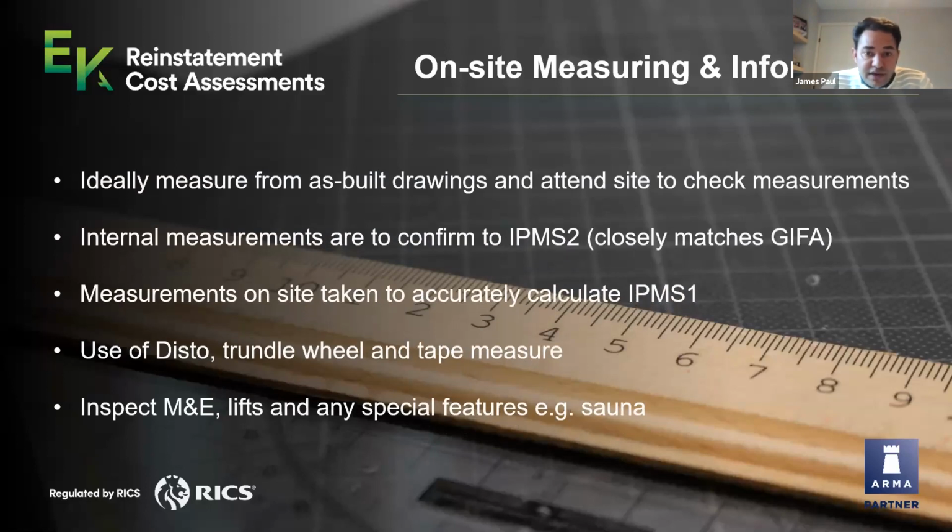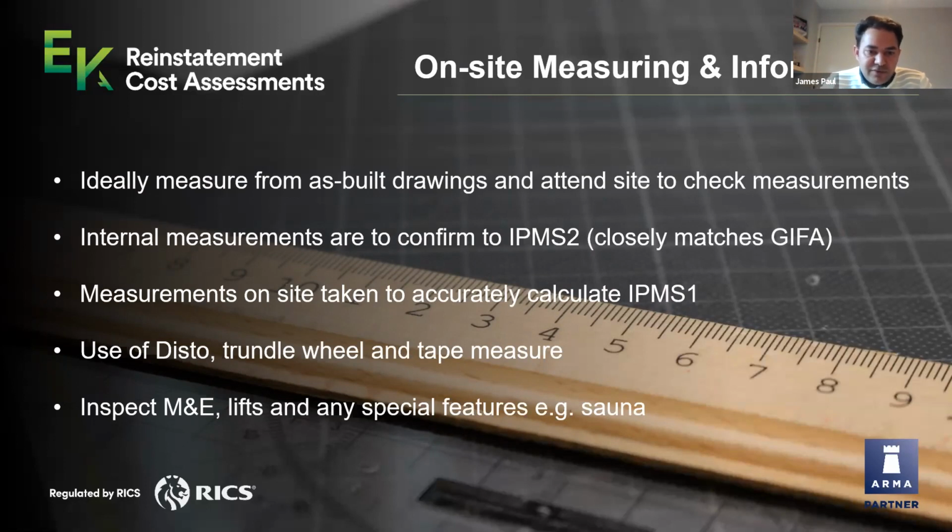Well, ideally we measure from as-built drawings, but we do always attend site to check the measurements. Internal measurements are there to confirm IPMS2, which closely matches the old gross internal floor area, although obviously not including balconies. And we use various devices, laser distance measurers, distos, trundle wheels to take measurements sometimes. There are a number of ways that we can do this.